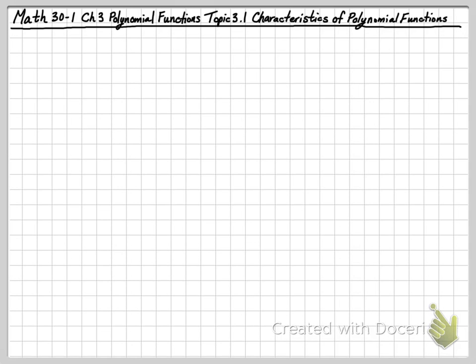Today in Math 30-1 we're starting Chapter 3, Polynomial Functions. Today's topic is 3.1, the characteristics of polynomial functions.